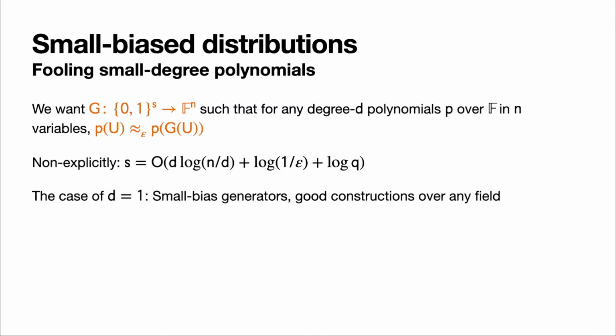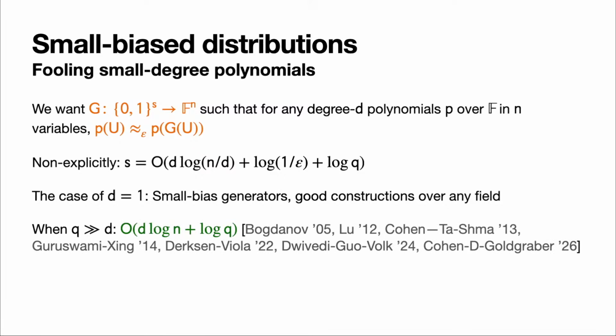And we already know how to handle the case of d equals 1. We know it over F2, but believe me, a similar construction works over any field. What about when q is very large? When q is large, we do have nearly optimal constructions. There's been quite a lot of work on this. It's a well-studied problem.